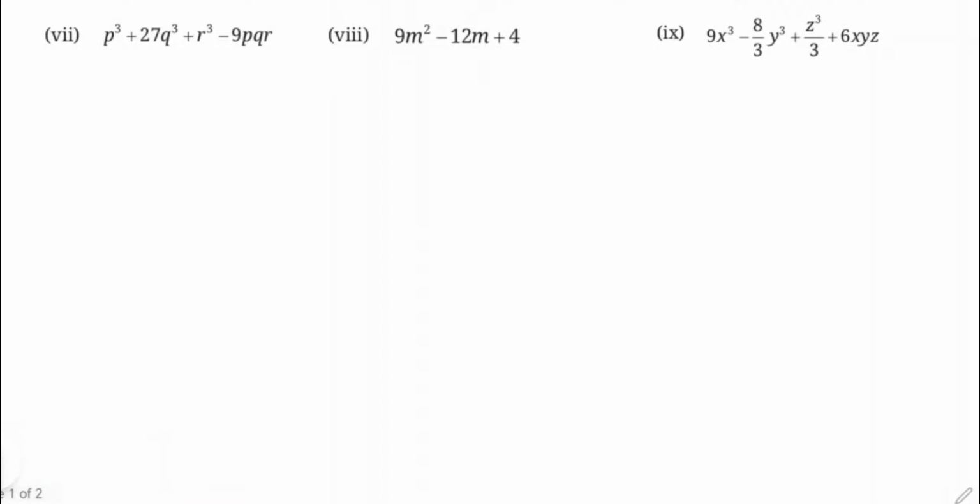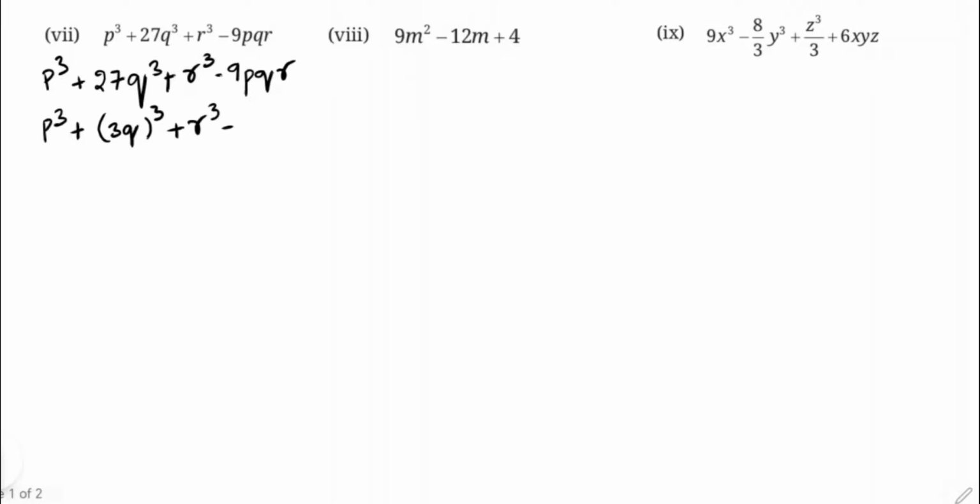Now let us solve 7th bit. In the 7th bit we are having p³ plus 27q³ plus r³ minus 9pqr. Okay, so let us write 27 as the cube of 3, and q is already a cube, so we can write the common cube for both. Next is r³ minus, it's in the form of a³ plus b³ plus c³ minus 3abc.